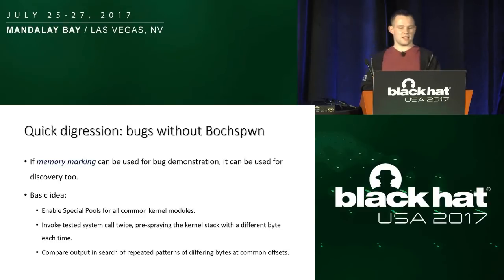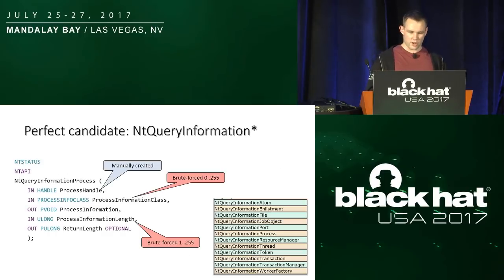A quick digression: if memory marking can be used for bug demonstration, it can also be used for discovery. That's what I at least thought. The basic idea would be to, first of all, enable special pools for all of the kernel modules, and then invoke the tested system call twice, pre-spraying the kernel stack with a different byte each time. And then we can compare the output of the system call and see if it differs in a reliable way.